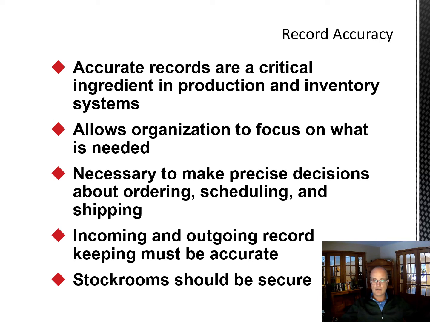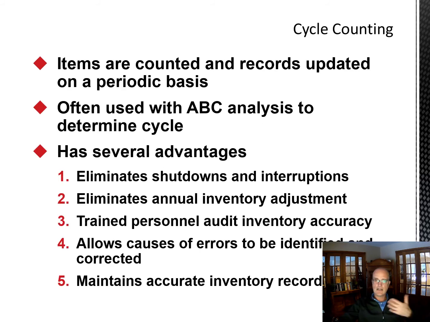Incoming and outgoing record keeping must be accurate. Again, it's important we know what we have. If we don't log stuff in, then we might order unnecessarily. If we don't log stuff out, we might run out. And so understanding that becomes pretty important. And we count inventory. Items are counted and records updated on a periodic basis.